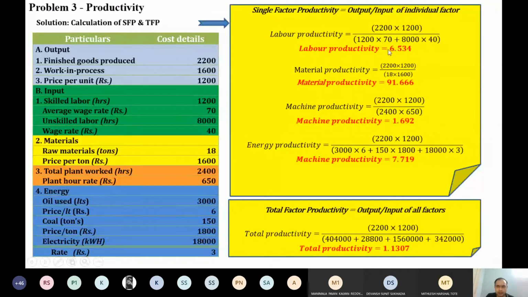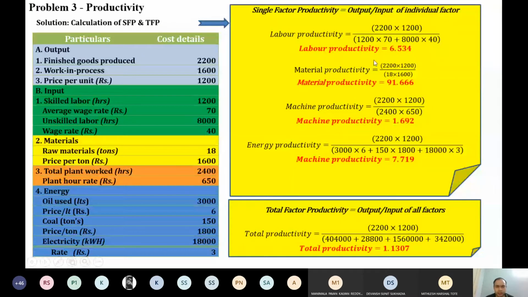Are you able to understand? Because we know that output by input. In this case, we are considering only labor productivity, so I'm taking the output as the number of products produced. But in this case, all data are given in cost, so for uniformity, I'm converting everything into cost data. So 2200 into 1200 divided by the labors, 1200 into 70 plus 8000 into 40. So I'll be getting 6.534. Are you able to understand this first calculation? Yes, sir. Okay, good.